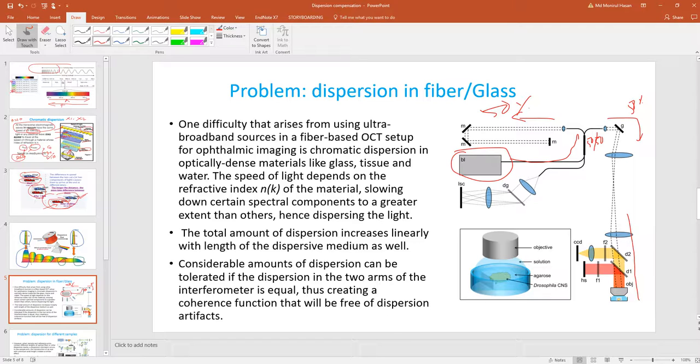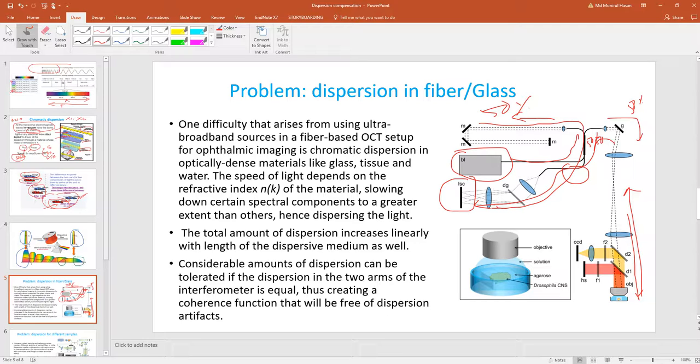The light will come to the sample arm and reflect back from the sample, and also from the reference arm. This is the reference arm; light will pass through this path and they will combine here. After passing here, the line scan camera will detect the light. Now here is the thing: when we detect the interference pattern from the line scan camera, both the reference arm and sample arm are passing through different path lengths.